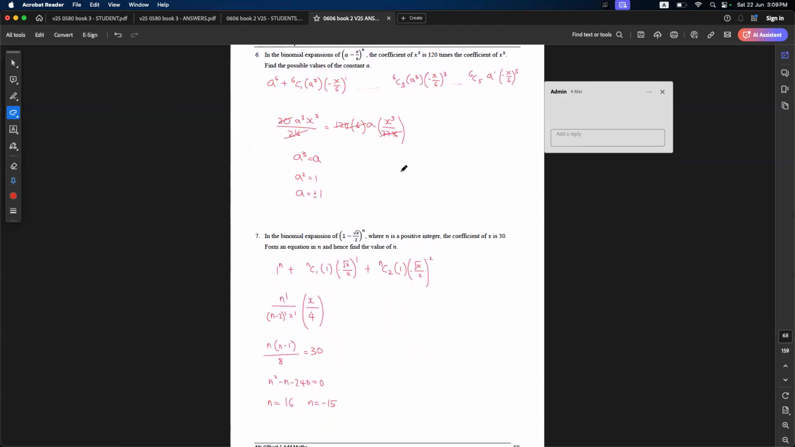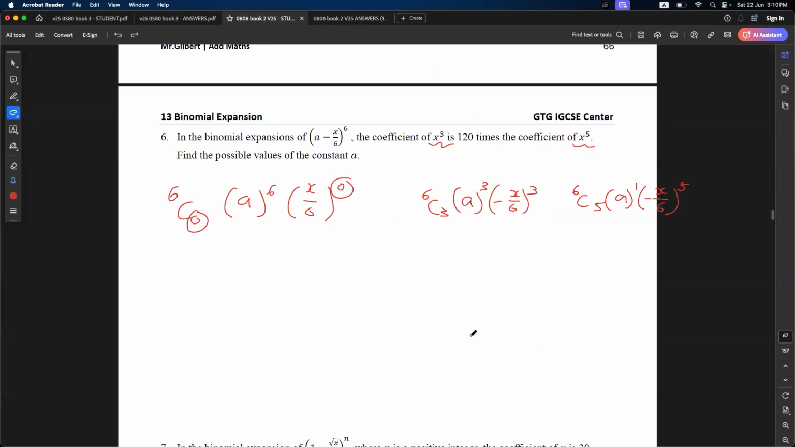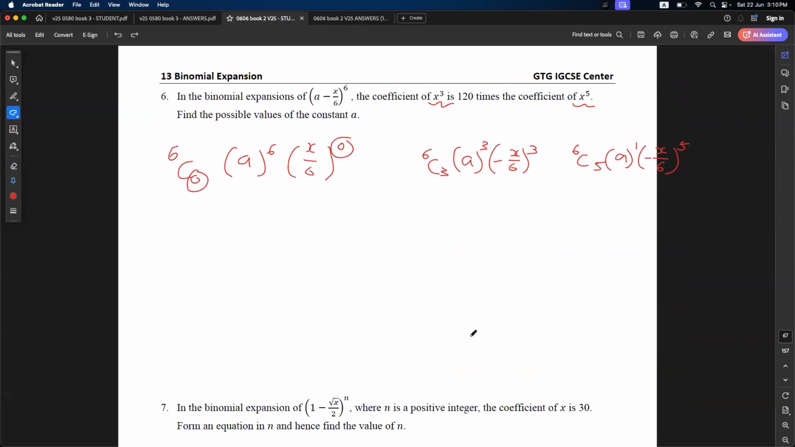You finish question 7 already? Can question 7 be -15? Can the answer be -15? So the 16 and 15 must be cancelled. Oh wait, I think I can do it. With x3 is 120 times. The coefficient of. Wait, let's see the questions.